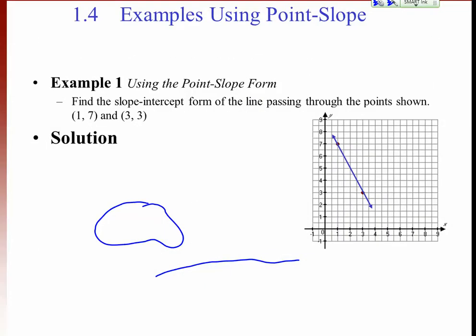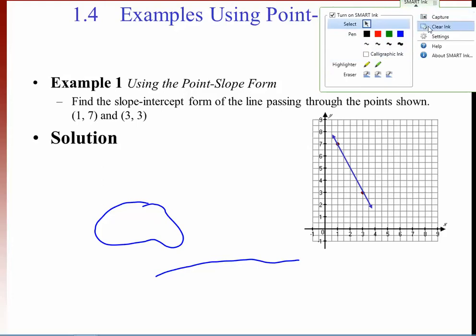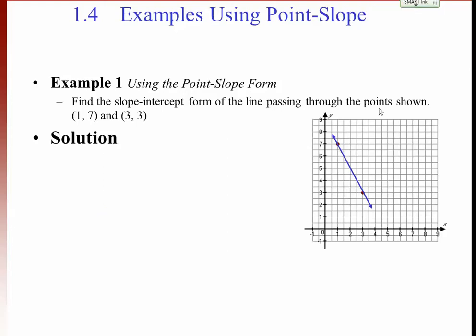Okay, what we are going to pay attention to is using the slope-intercept form to solve these problems. And you can see right here that they actually want you to find the slope-intercept form anyway, the line passing through those 2 points shown. So there's no reason to memorize another formula when we already have one we're using.